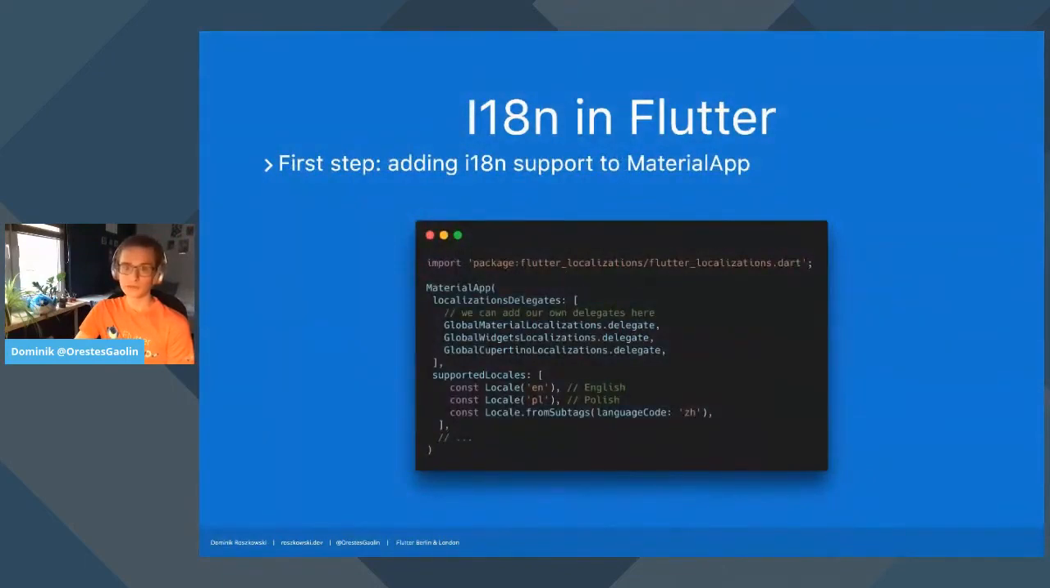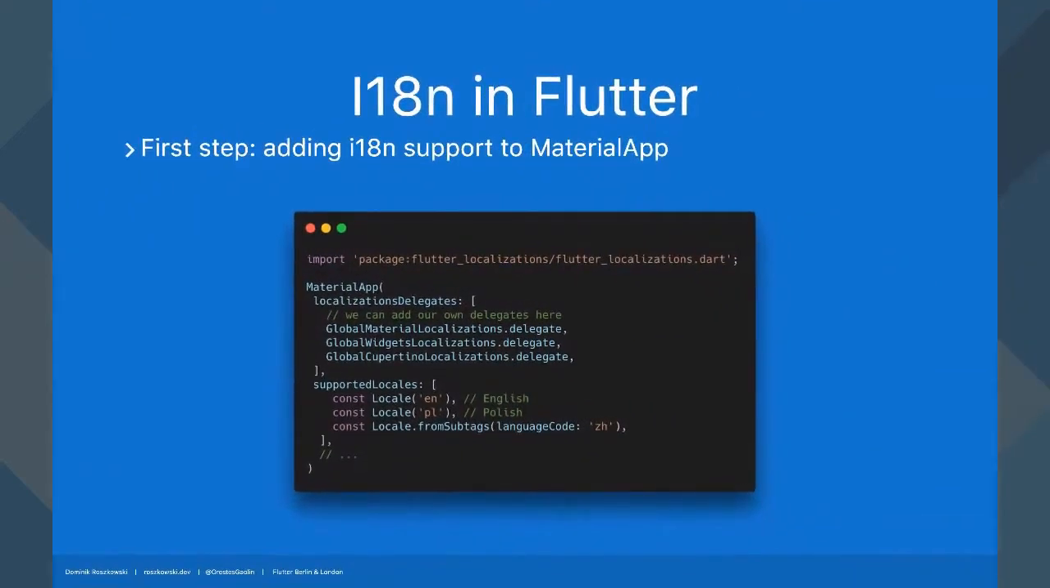So in order to do that, you just have to add localization delegates to your material app. It's fairly simple. You just add GlobalMaterialLocalizations.delegate to your material app, widgets, and Cupertino. This way, no matter whether you're using a material or Cupertino library, you will be able to have the translations in one of the supported languages.